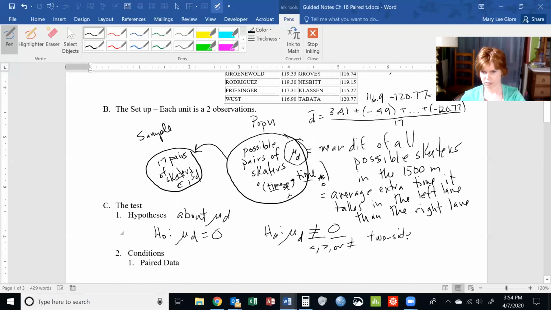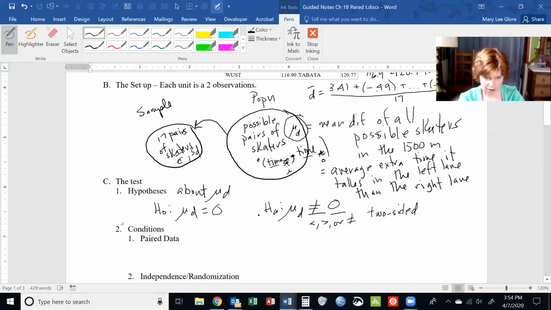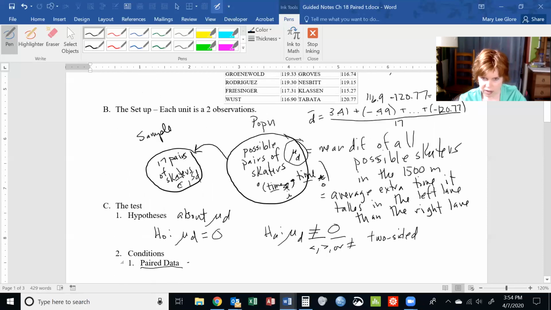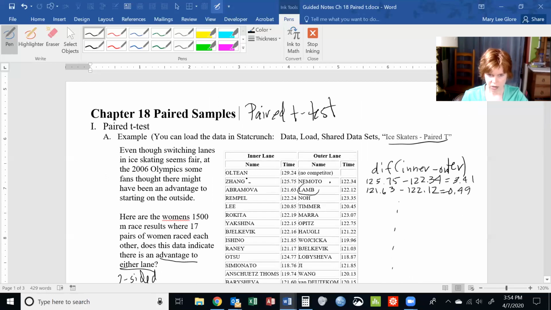Okay, so now we're going to check the conditions. The first condition is a new condition. This is a paired data condition. We need to check, is it valid to do a paired t-test? So in order to do that, I have to have paired data. And so that means I have to have one observation in one column that goes with the other. And so when I look at this data, this Zhang was actually racing side by side with this person, then their times are a pair of measurements for a single race.